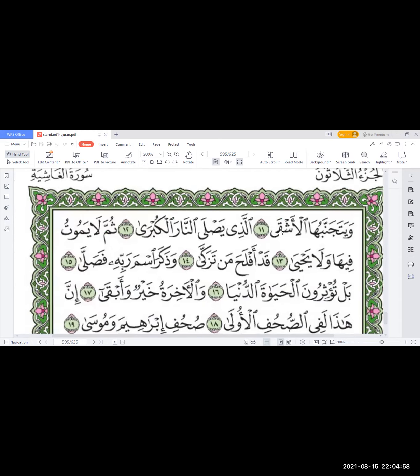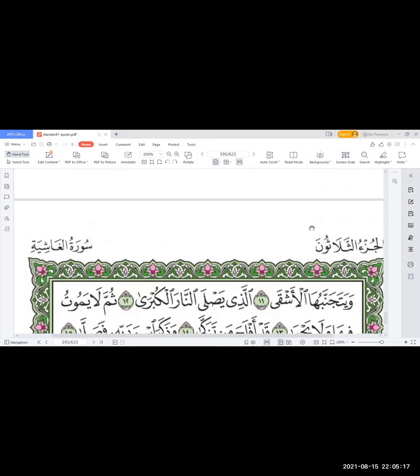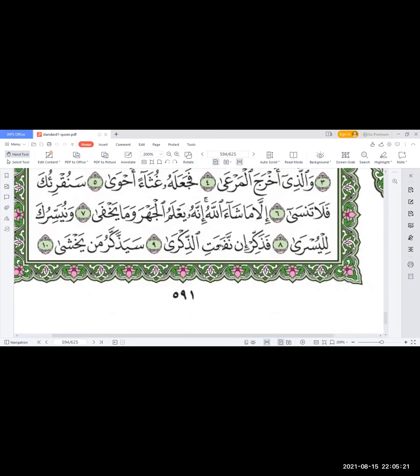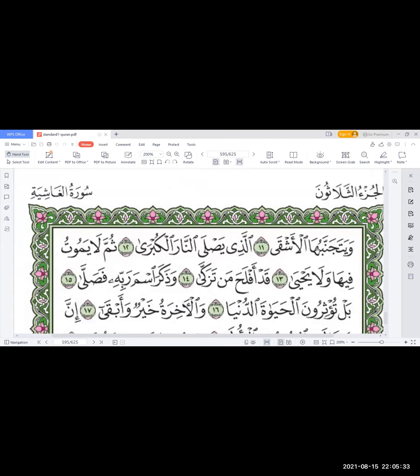Wa yatajannabuhal ashqa, the same thing. Wa yatajannabuhal ashqa. So again, this al-ashqa is the fa'il of yatajannabu. Yatajannabu means he will avoid it, al-ashqa. Will avoid it. What does it go back to? The reminder. Reminder is feminine. Al-zikra, it's feminine because the verb is nafa'at. Nafa'at means it will be she. So it's feminine, that's why this word refers to ha. Ha is feminine. And al-ashqa, those wretched, the most wretched will avoid the reminder. So that's how you translate.